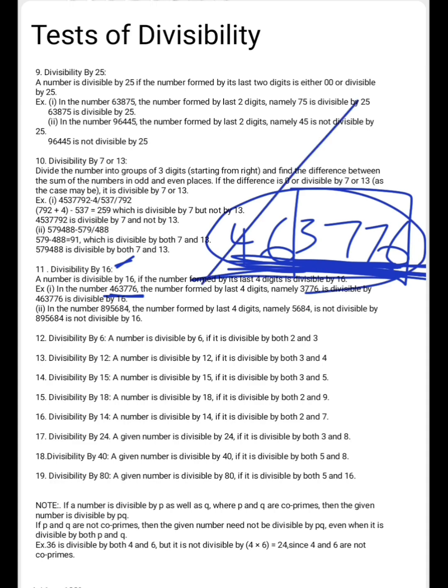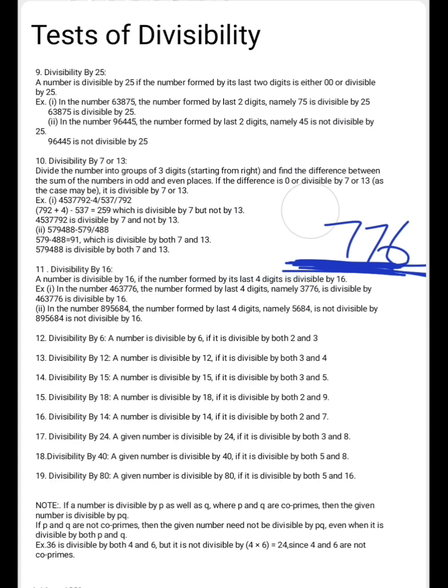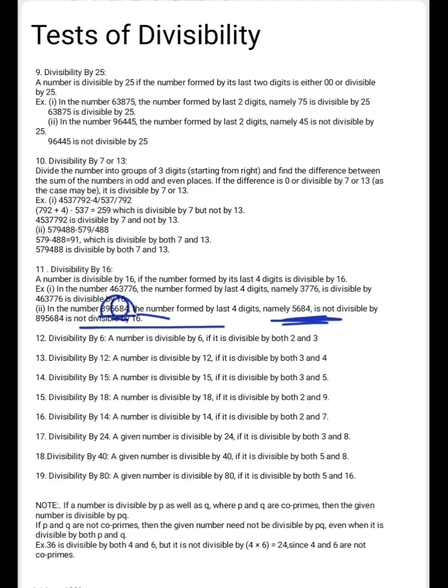Okay, the next example is 5464. If it is divisible by 16, then the entire number will be divisible by 16, but 5464 will not be divisible by 16, so the entire number will not be divisible by 16.